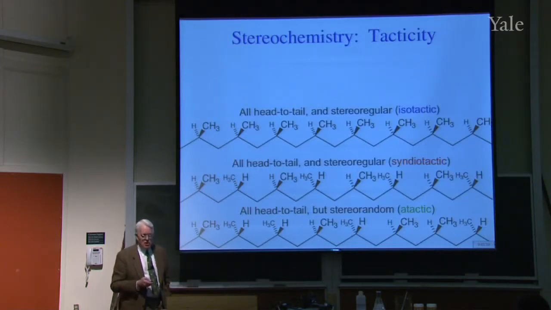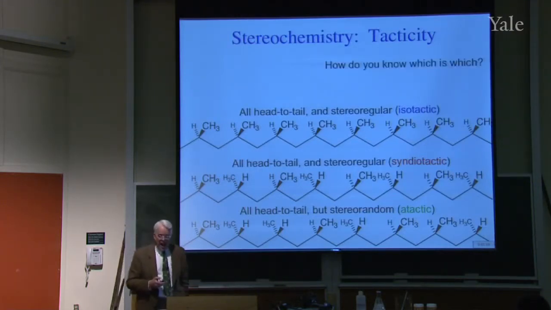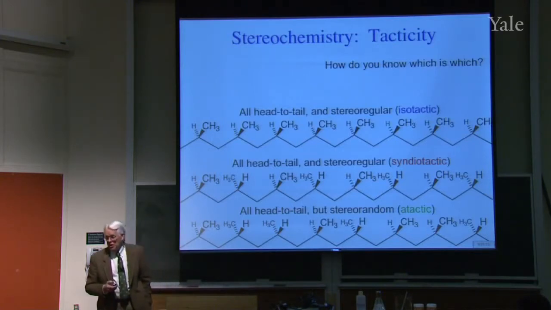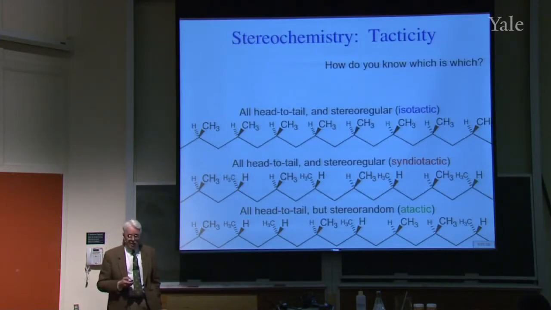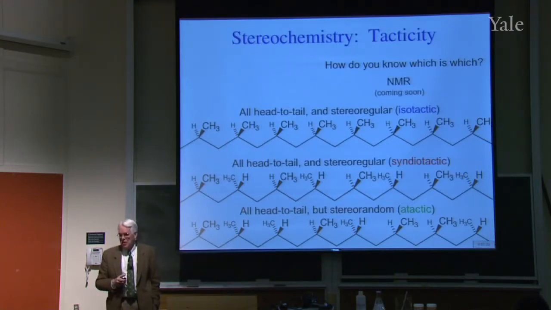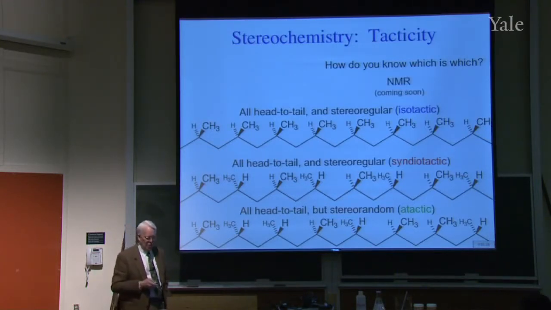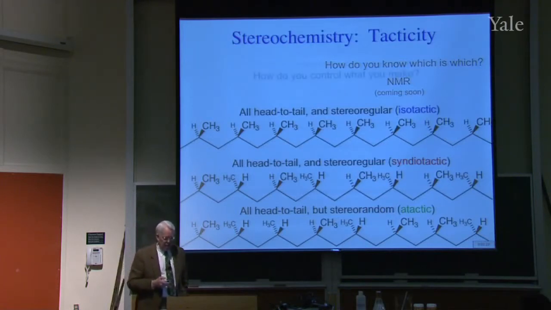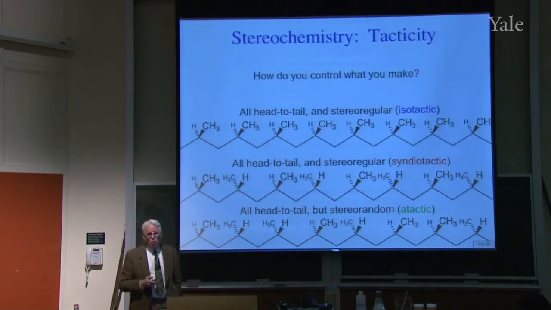Okay? Now there are 2 questions that we would address here. One is, how do you know which is which? How do you know whether you have an isotactic or a syndiotactic or atactic? And for that you've got to wait until we get to NMR. It's coming very soon. It's a really neat way to figure out which is which. But a more fundamental question is, how do you control what you make, right?